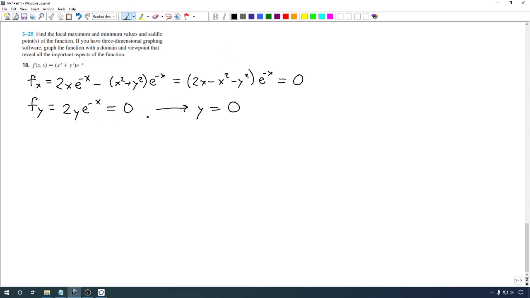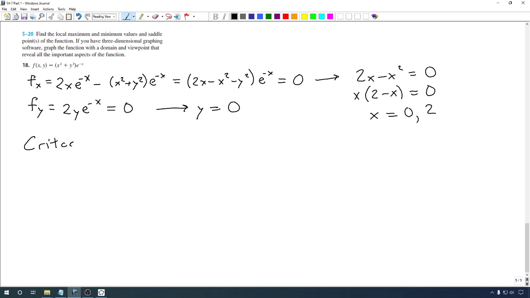But once we have that y equals 0, we can use that information in our first one. We can go ahead and plug in 0 for y. And the e to the negative x doesn't matter, so we can go ahead and divide that out. Everything that remains is equal to 0. We have 2x minus x squared has to equal 0 for that to work. Now, of course, we can go ahead and factor out an x. And that means that x either has to be 0 or 2. Those are our possibilities.